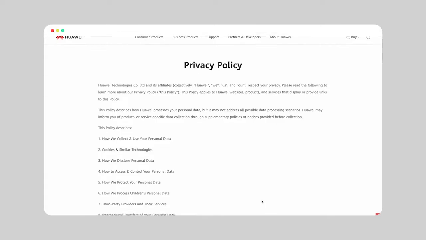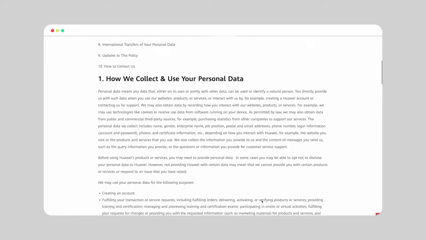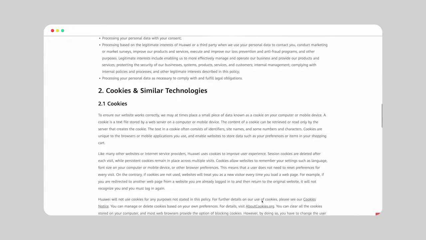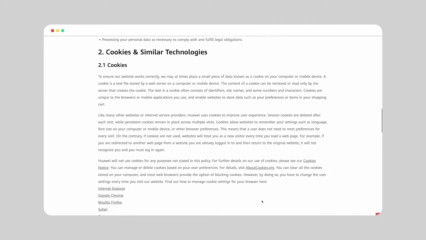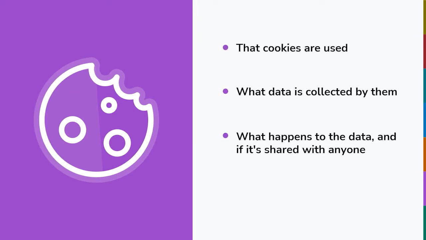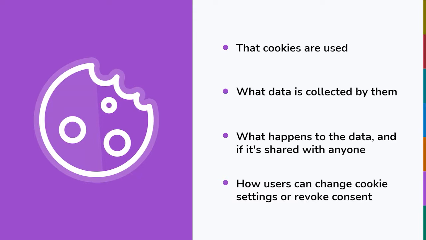In the second example, Huawei does not have a separate cookie policy. Everything about cookies, including how to consent and withdraw this consent, is included in the privacy policy. Here is an extract from the relevant section in the privacy policy. Both policies are perfectly valid under the GDPR because there's no need for a separate cookie policy, so long as the clause explains that cookies are used, what data is collected by them, what happens to the data and if it's shared with anyone, and how users can change cookie settings or revoke consent.